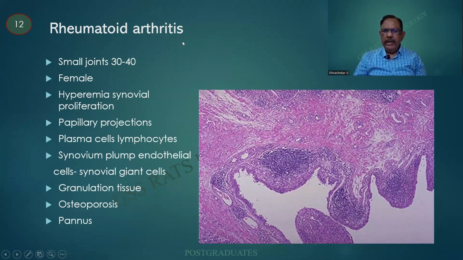Rheumatoid arthritis commonly affects the small joints, more common in females, and there is a synovial proliferation, papillary projections, plasma cells as well as lymphocytes. Plasma cell is important because it is an immunological disorder. Also, the capillaries will be lined by plump endothelial cells, which is supposed to be one of the diagnostic features. There is a granulation tissue, fibrillary degeneration, matrix, all of which together form the pannus. Also, the underlying bone can be showing osteoporosis.